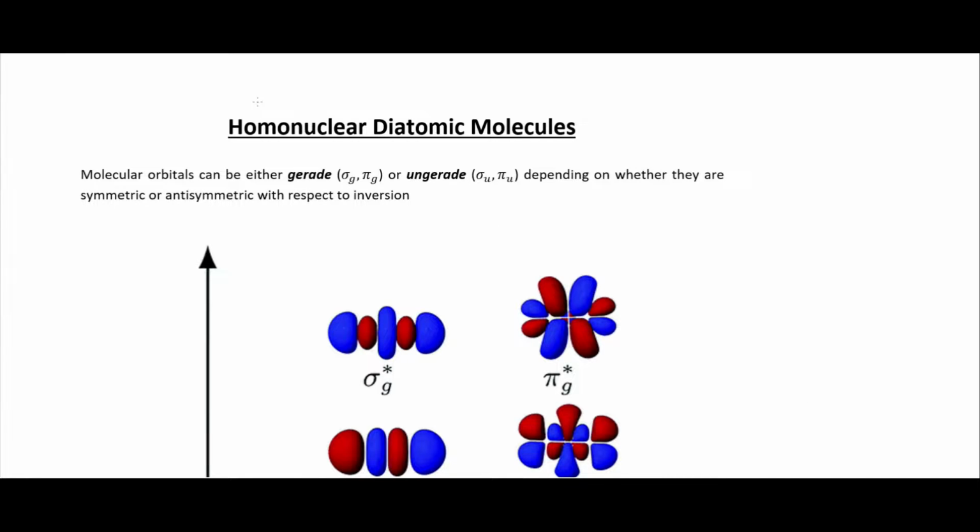In this video, I'm going to talk a little bit about the homonuclear diatomic molecule. Homo means same, nuclear is talking about the nucleus. So we're talking about molecules that have the same atoms in them, and diatomic means that it's two of them. So it's things like H2 and He2 and Li2 and N2 and O2 and those kinds of things.